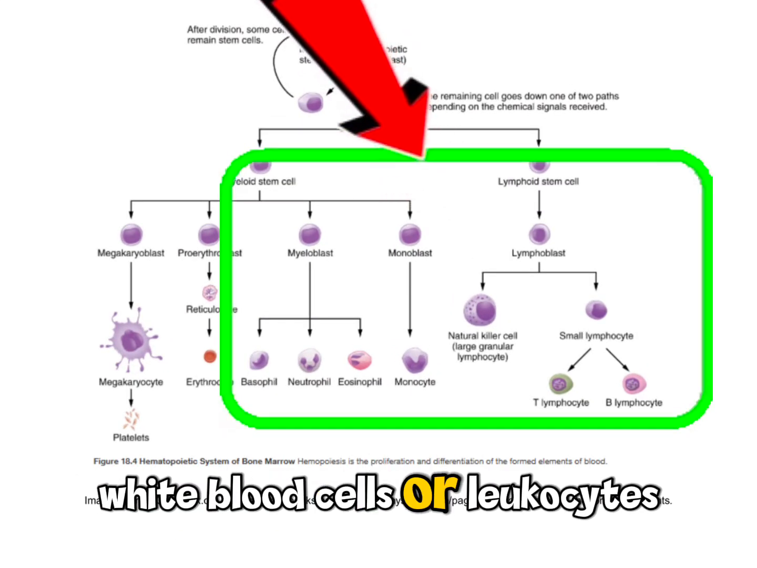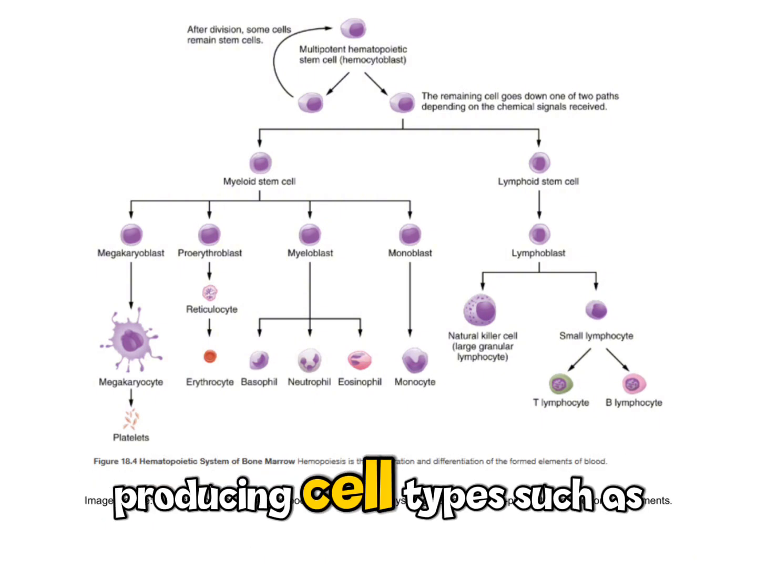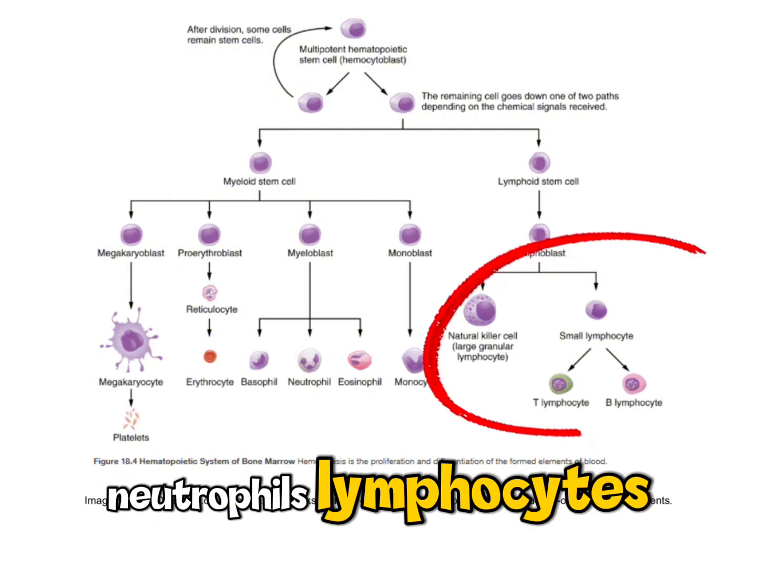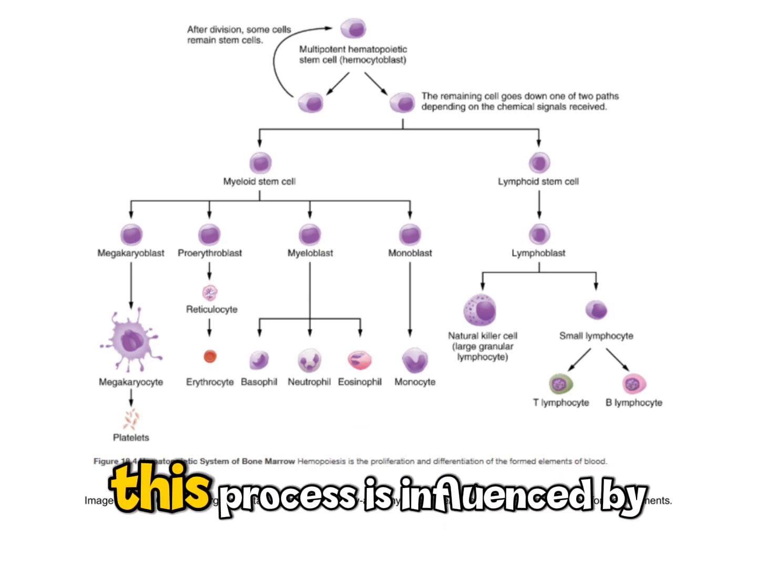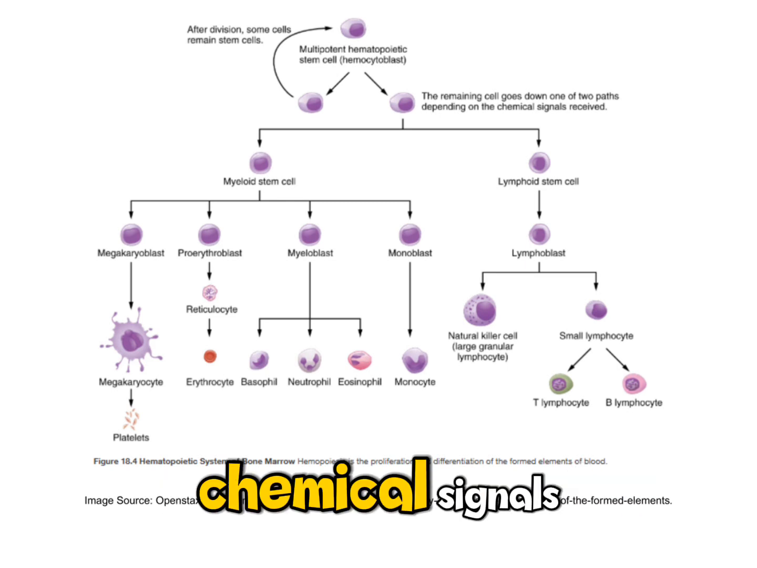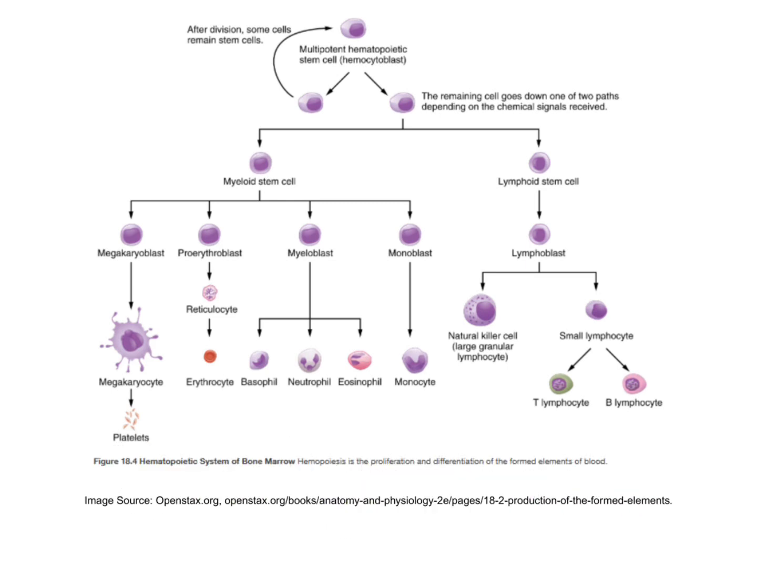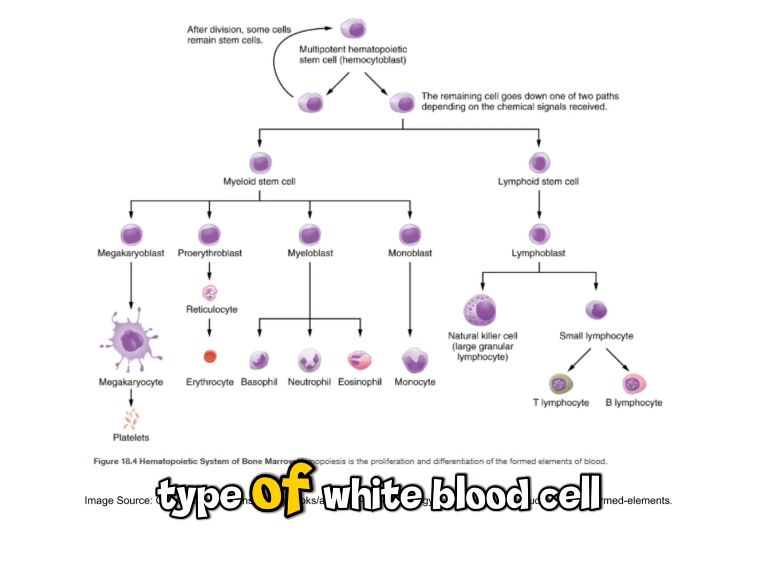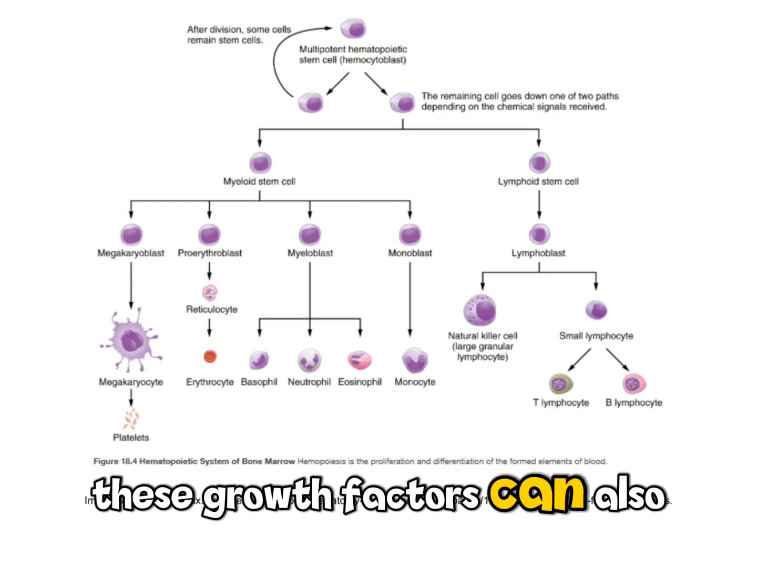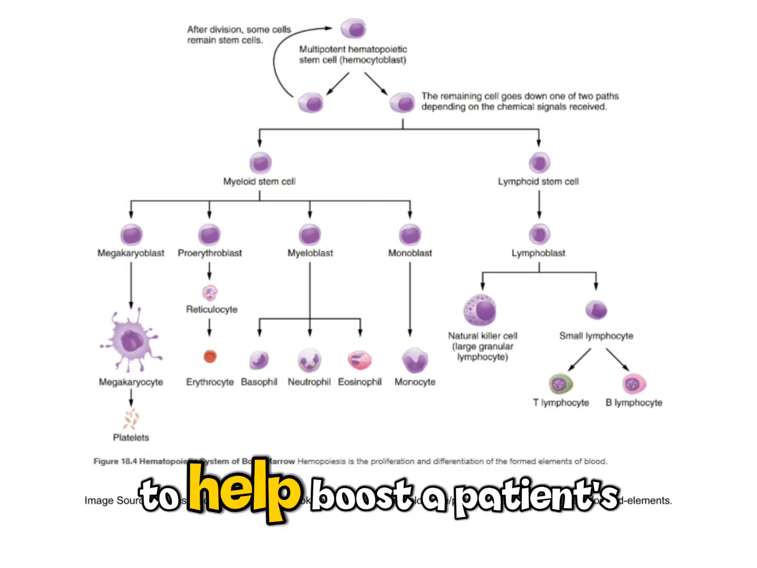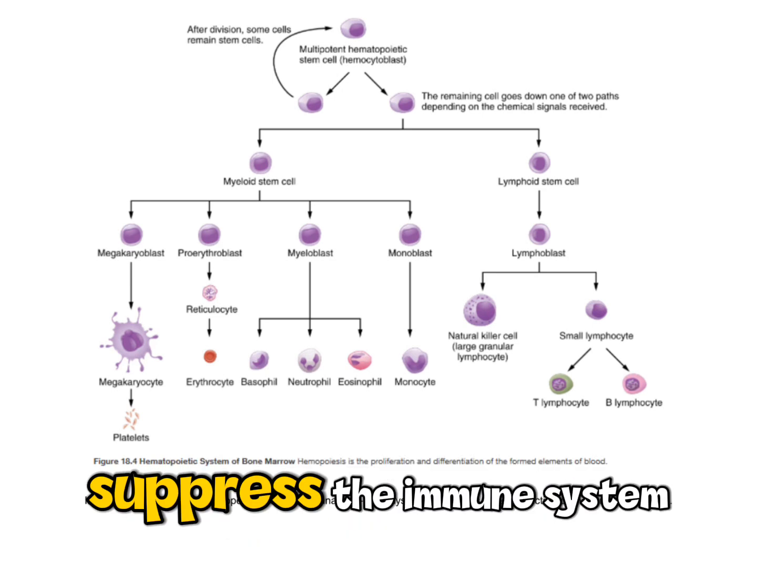White blood cells, or leukocytes, develop along several different lines, producing cell types such as neutrophils, lymphocytes, monocytes, eosinophils, and basophils. This process is influenced by chemical signals called colony-stimulating factors and interleukins, which help determine the specific type of white blood cell produced based on the body's needs. These growth factors can also be used therapeutically to help boost a patient's white blood cell count, especially during cancer treatments that suppress the immune system.